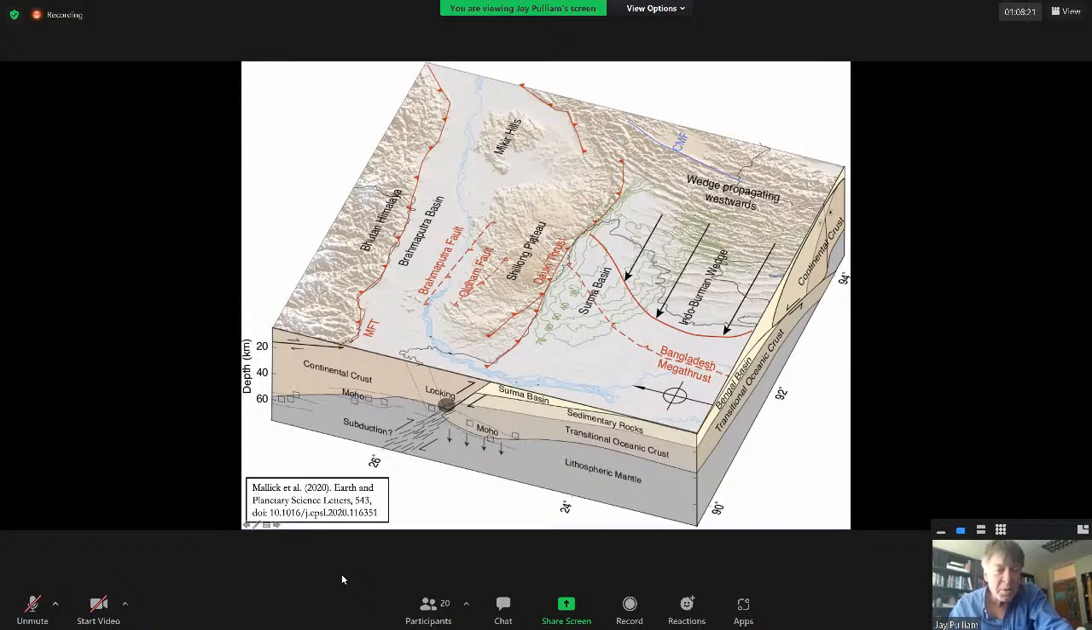How can you get such uplift with no surface rupture? And it was a magnitude like 8.9 earthquake. Of course, there were no magnitudes at that time, but it's been reassessed. It was a very, very significant earthquake.